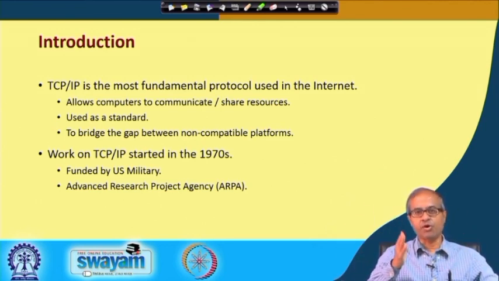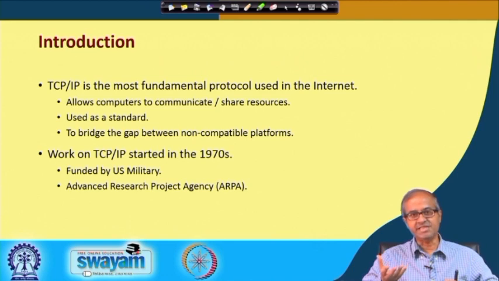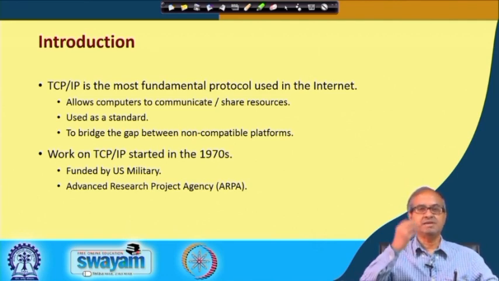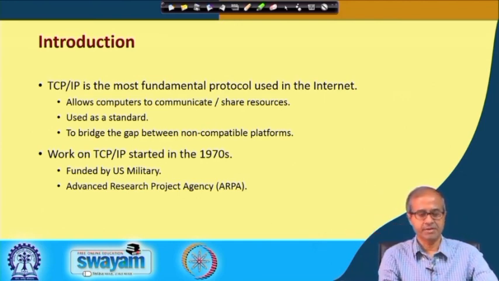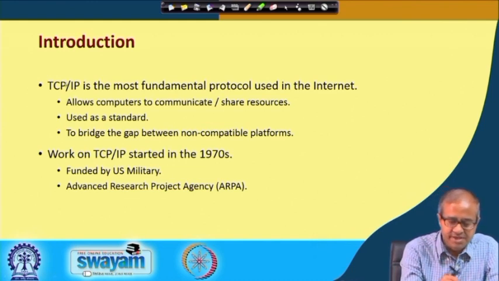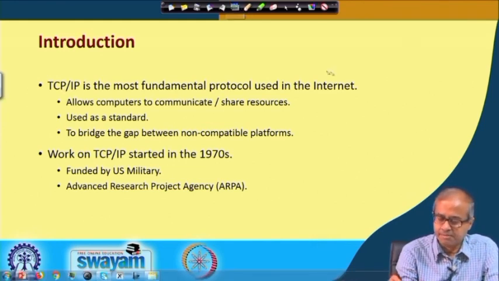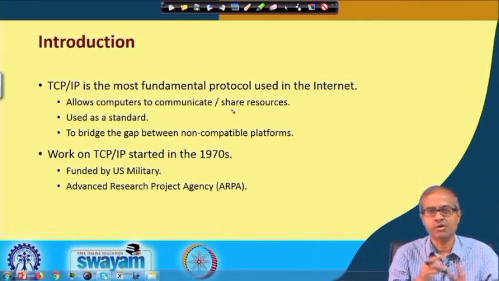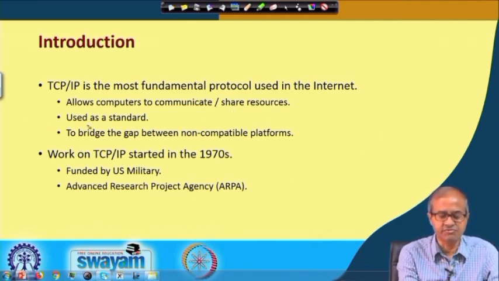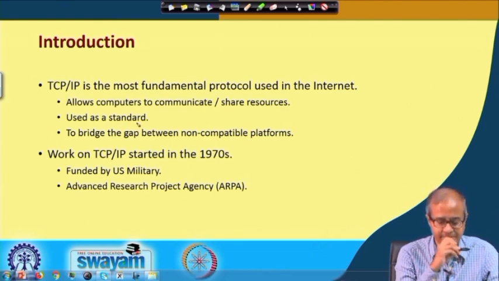So, there must be some common language all these computers are speaking, and it is this TCP/IP that is the common language. So, if a node you connect to the computer, if it understands this TCP/IP protocol, then it can communicate with the internet to any other computer in the world, right. Now, TCP/IP, by virtue of its standardization, allows computers to communicate and share resources over the internet all across the world. This is used as a universal standard in the internet.